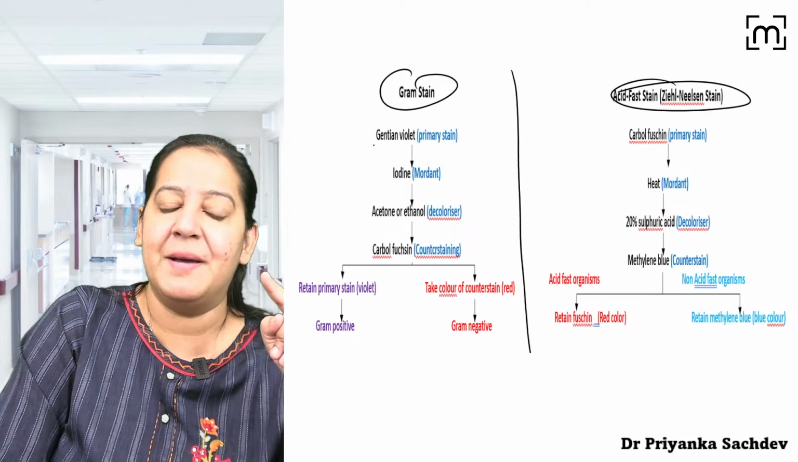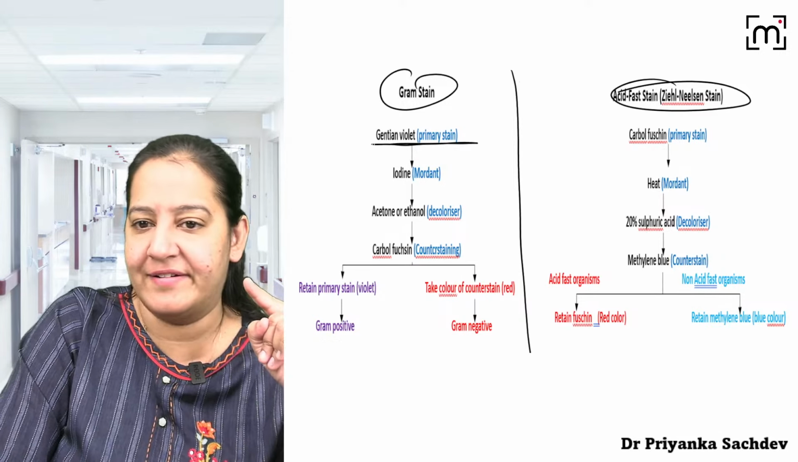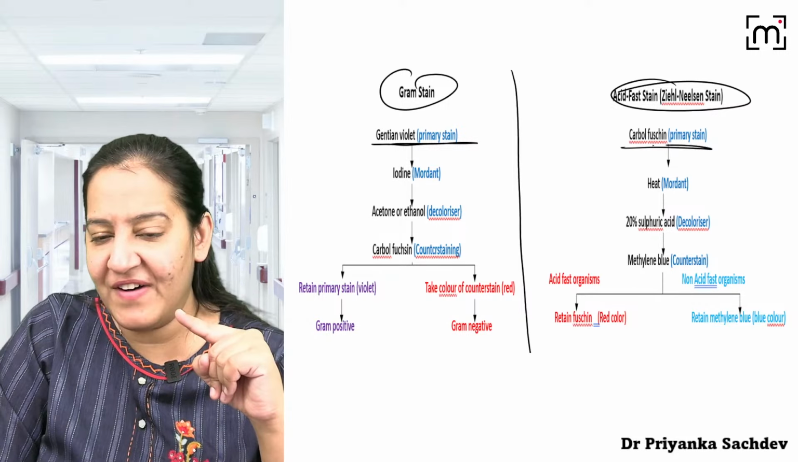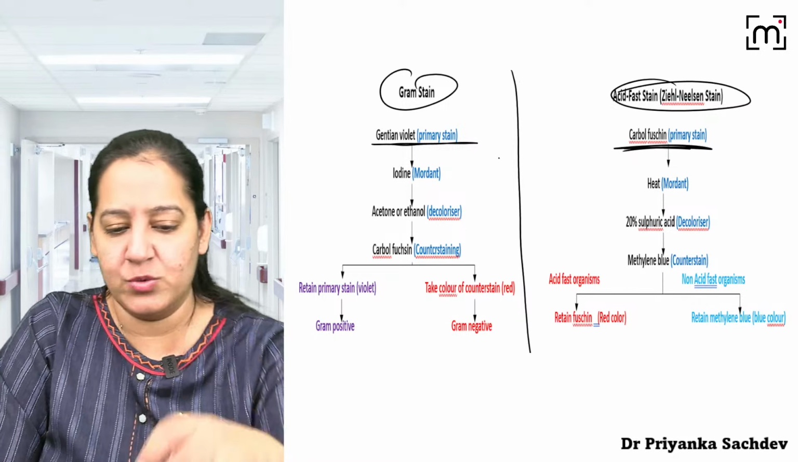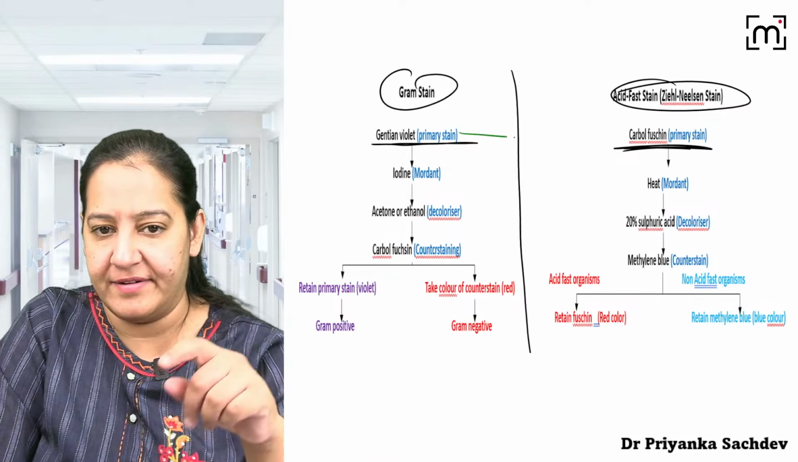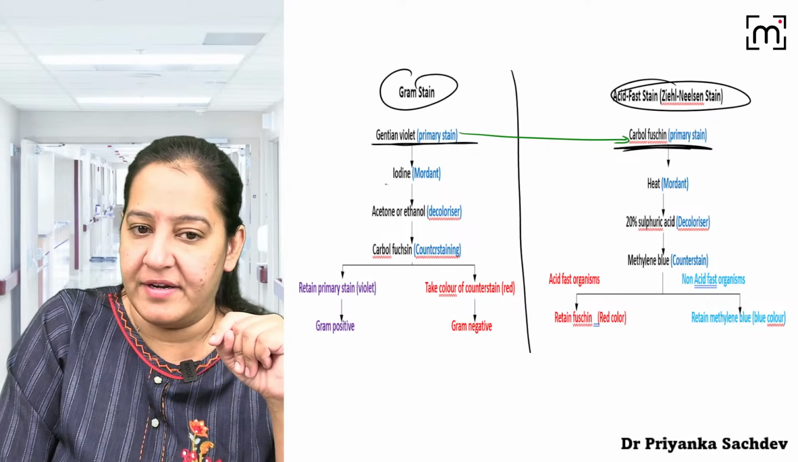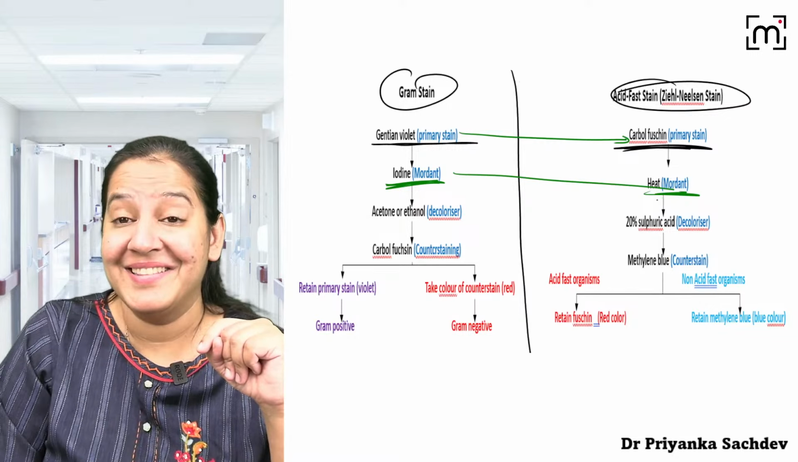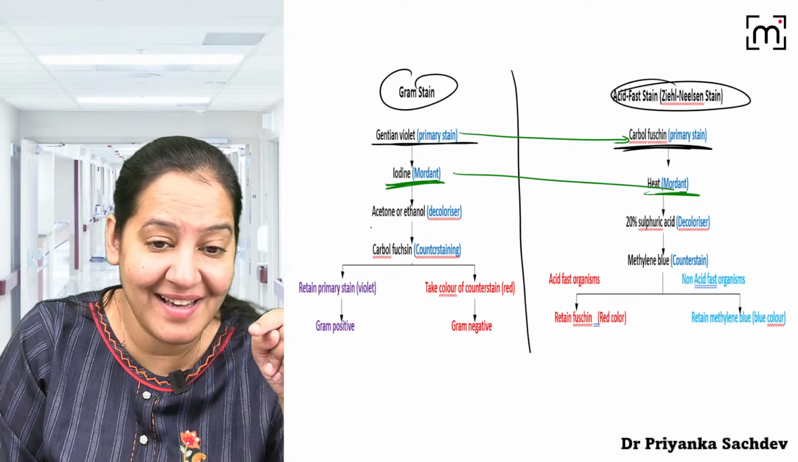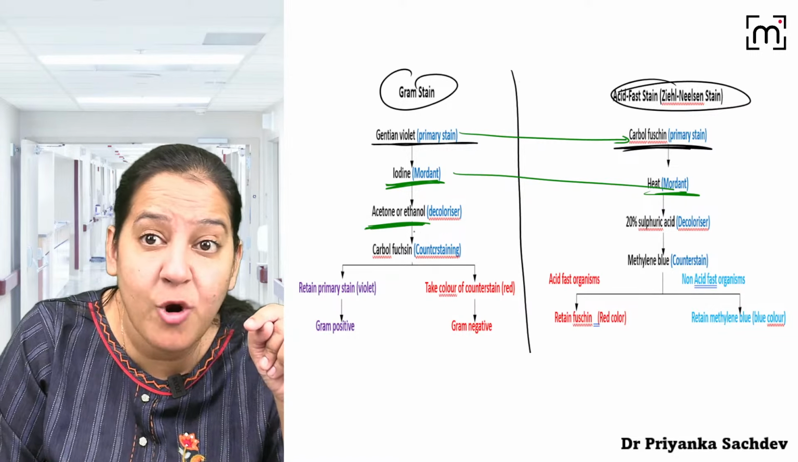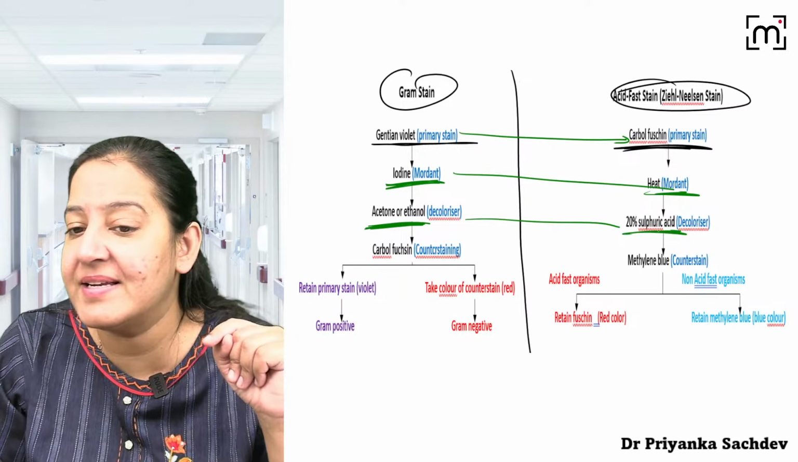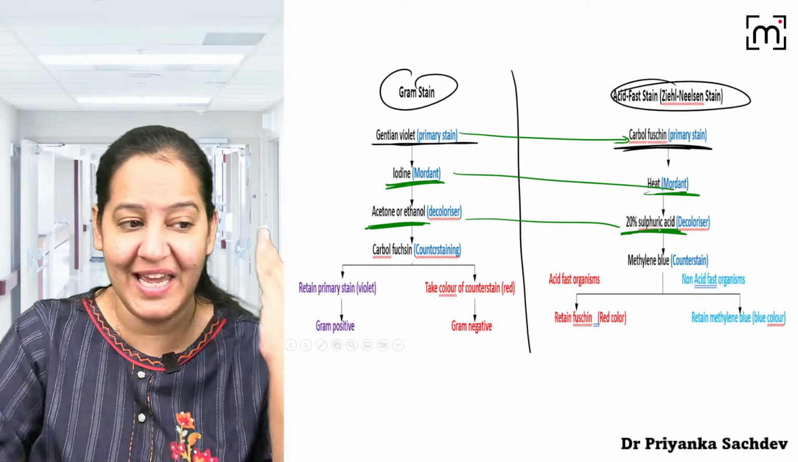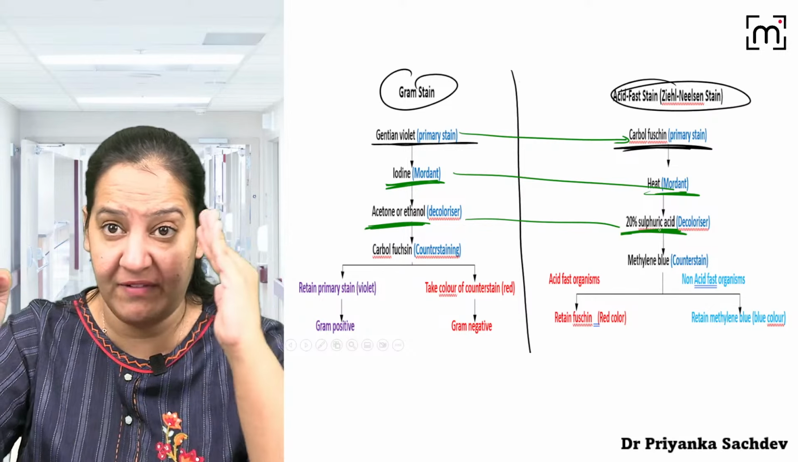In Gram stain, the main primary stain is a violet color. But in acid-fast stain, the primary stain is red color. Here it's violet, here it's red. Then there is a mordant. Here the mordant is iodine and here the mordant is heat. Then the decolorizer. Here the decolorizer is acetone or alcohol, ethanol, and here the decolorizer is 20% sulfuric acid.